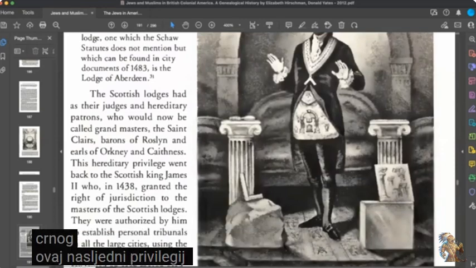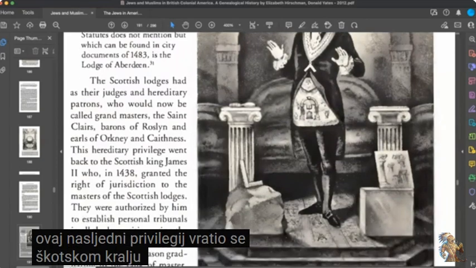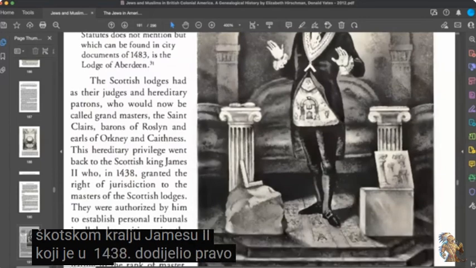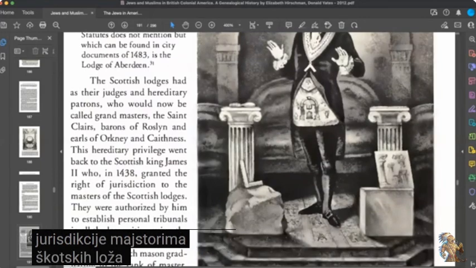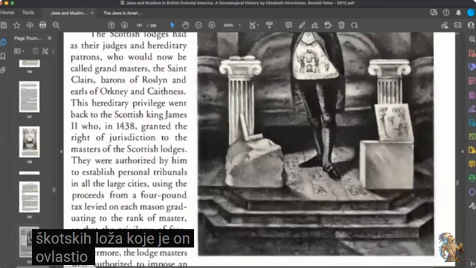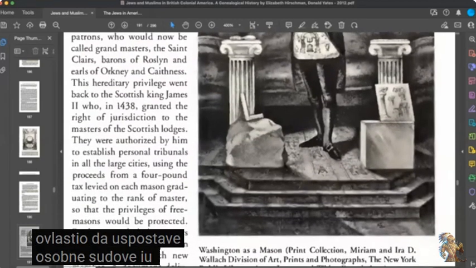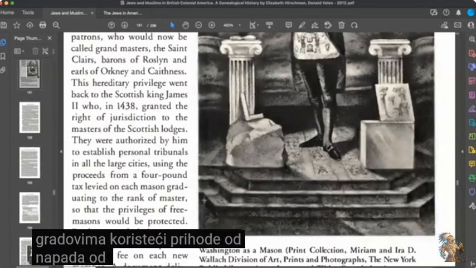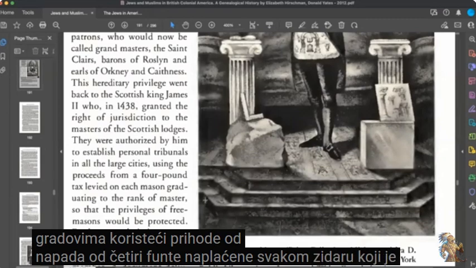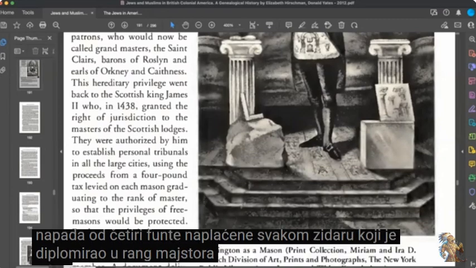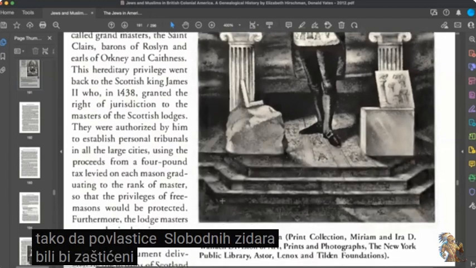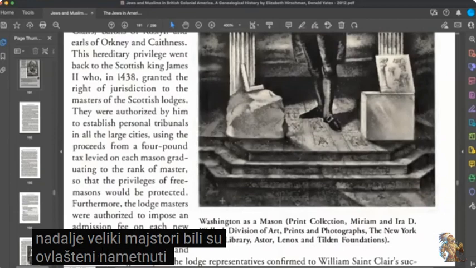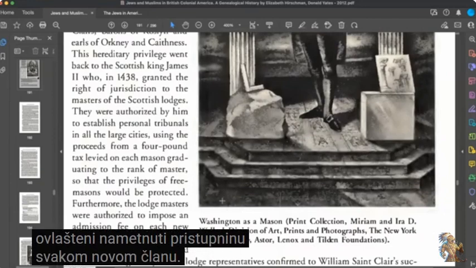This hereditary privilege went back to the Scottish King James II, who in 1438 granted the right of jurisdiction to the masters of the Scottish lodges. They were authorized by him to establish personal tribunals in all the large cities, using the proceeds from a £4 tax levied on each Mason graduating to the rank of master, so that the privileges of Freemasons would be protected.